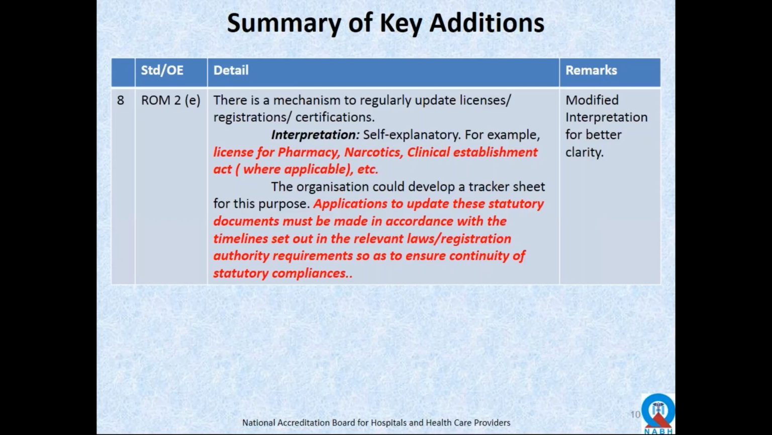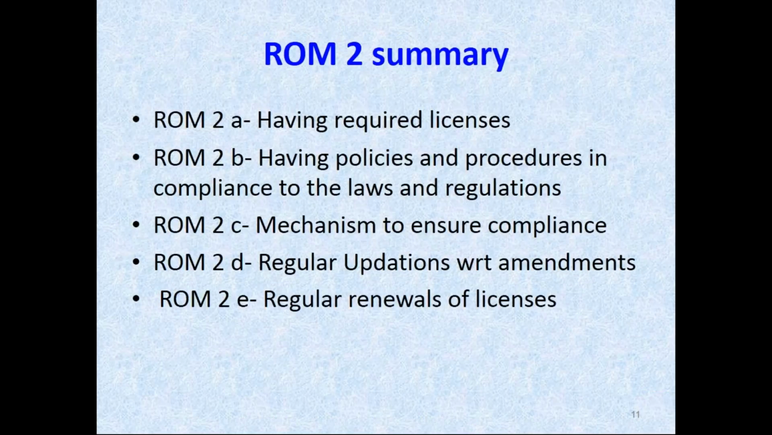In a nutshell, when we look at the ROM2, the ROM2A is looking at having required licenses, ROM2B having the policies and procedures in compliance to the laws and regulations, ROM2C a mechanism to ensure the compliance to requirements, ROM2D regular updations with respect to amendments in the laws, and ROM2E regular renewals of the licenses made in time.